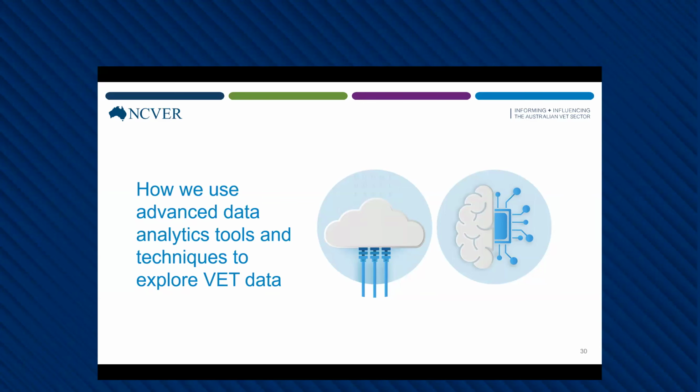So some of the examples that we've touched on, such as those using PLIDA data, are relying on external computing resources, such as those available in the ABS Data Lab environment. But we've also been expanding our resources at NCVER, and I'll take you through a little bit of that now.